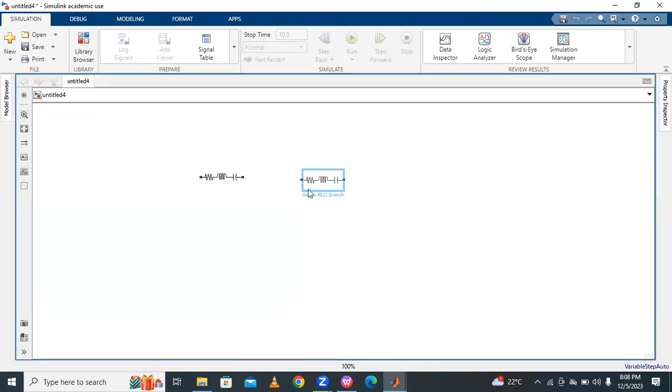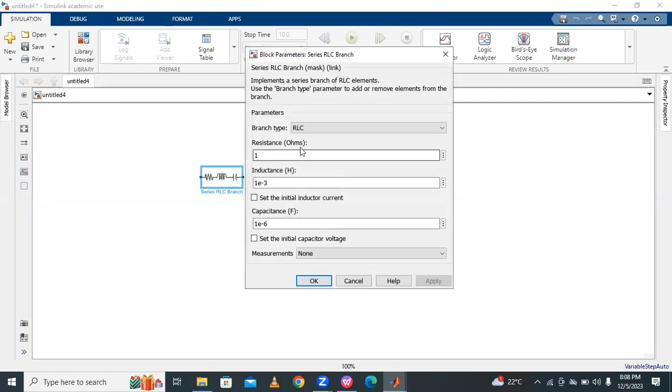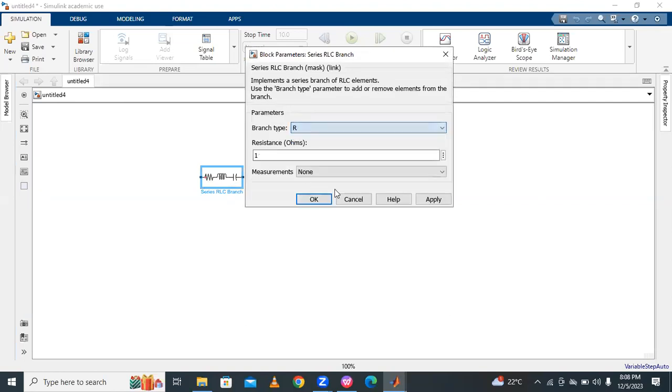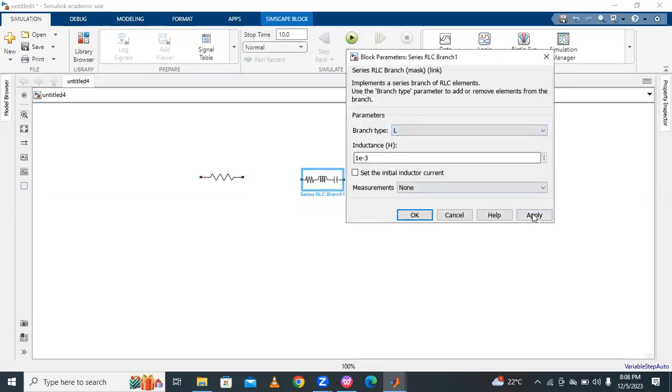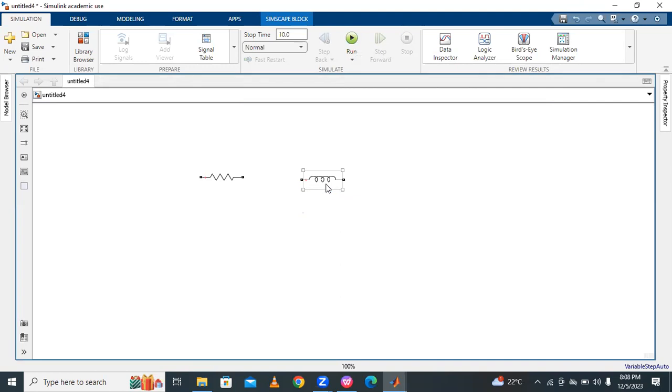And copy. Paste here. What is this type of R? Then apply. Okay. And this is called inductor. L inductor. Then apply. Okay. Control or rotate. Okay, like this. Series RL circuit.